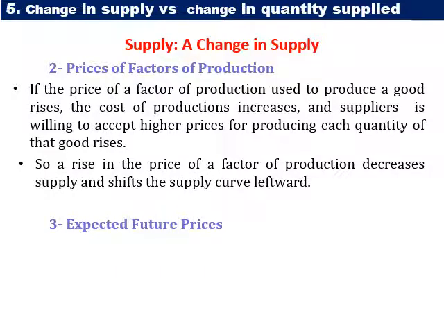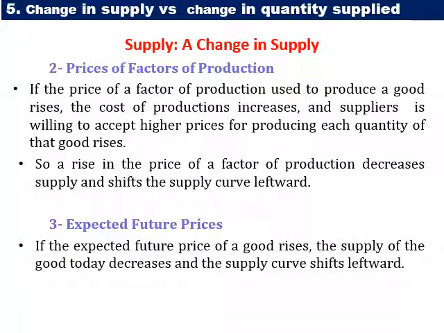The third factor is expected future prices, where a rise in the expected future price of a good motivates producers to decrease current production, so the supply curve will shift to the left. On the other hand, if producers expect that price will be lower in the future, then producers will try to sell more of the commodity now before this decrease in the price occurs, so they will increase current production to sell the commodity at the higher prices and achieve higher revenues.